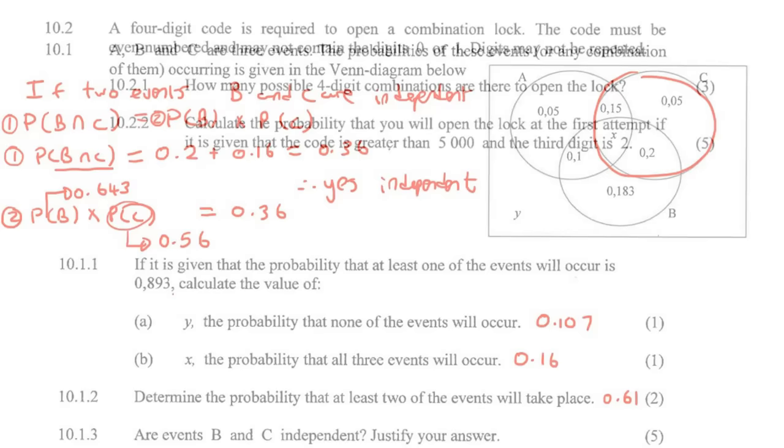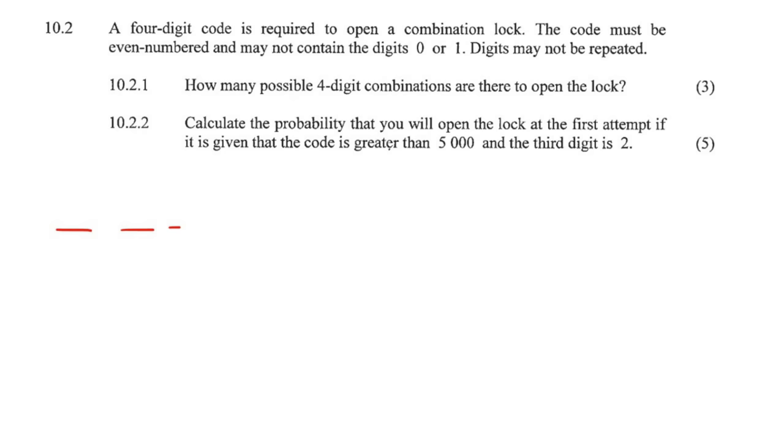A four-digit code, okay, let's write that down. A four-digit code is required to open a combination lock. The code must be even numbered. Okay, that means it must end with an even number over here. Remember, when they say even numbered, it doesn't mean that every number must be even. It only means the last one must be even.